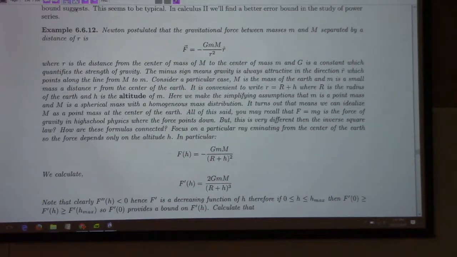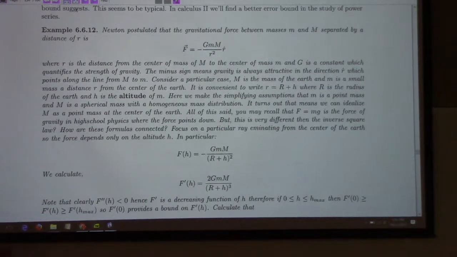Here's a more interesting example. So all the time in physics, we tell you two things that seem at odds with each other. On the one hand, we tell you F is equal to mg. But on the other hand, we tell you F is equal to minus GMm over r squared. So which is it? Is there a universal law of gravitation, or is F equal to mg? How can you have both at the same time?